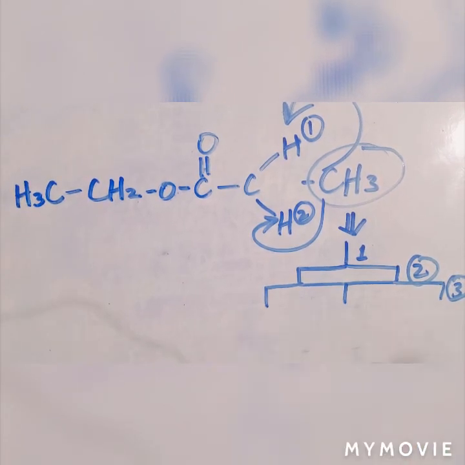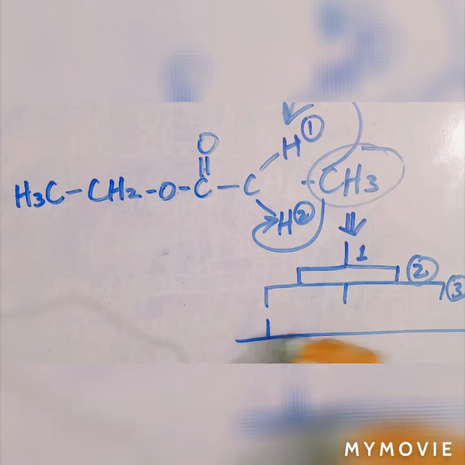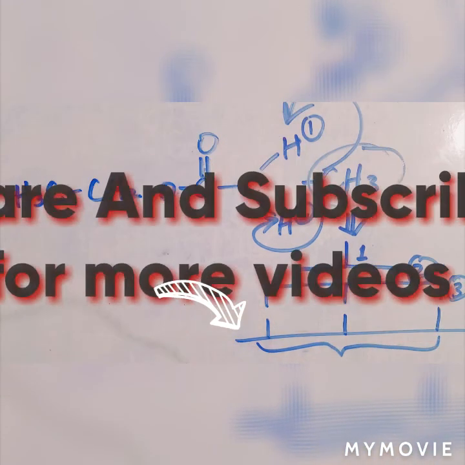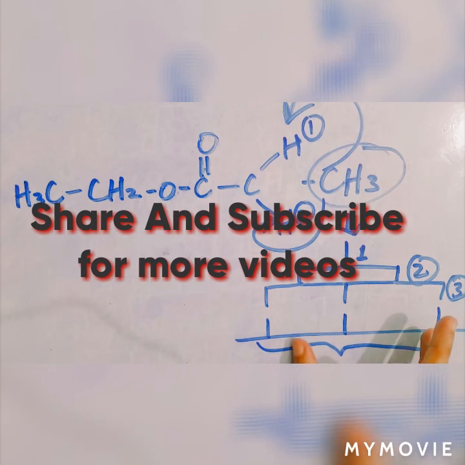3 signals. Okay, so the final spectrum is like this: 1, 2, 3. Total of 3 signals. So it's a triplet.